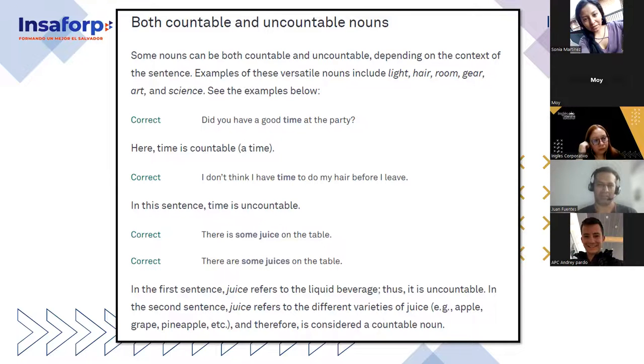A ver, both countable and uncountable nouns. Some nouns can be both countable and uncountable, depending on the context of the sentence. Examples of these versatile nouns include light, hair, room, year, art, or science. See the examples below.